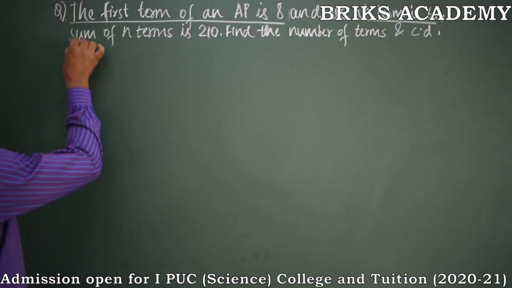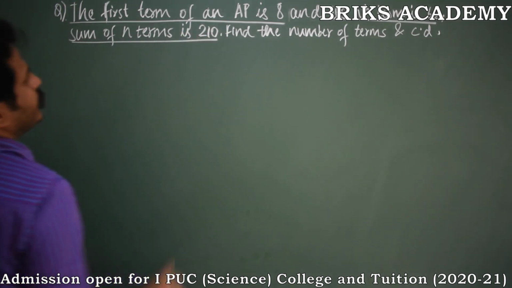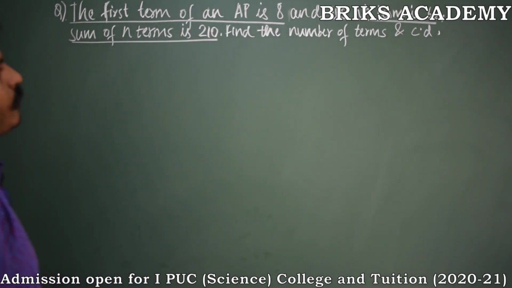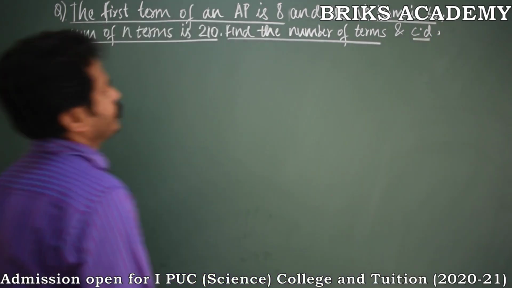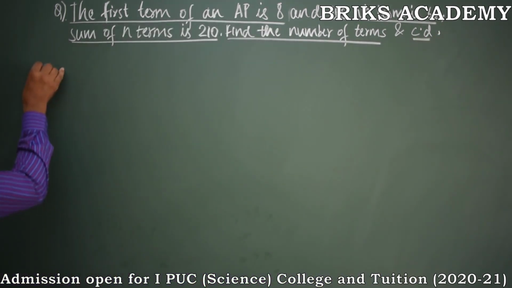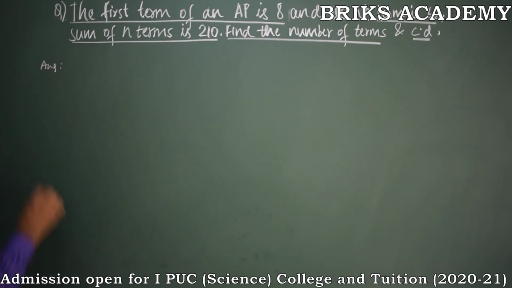Sum of n terms of this AP is 210. Find the number of terms and common difference. Collect the data they have given. What data have they given?